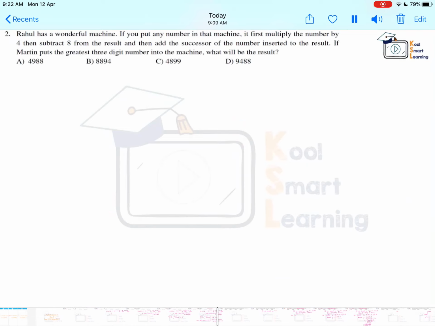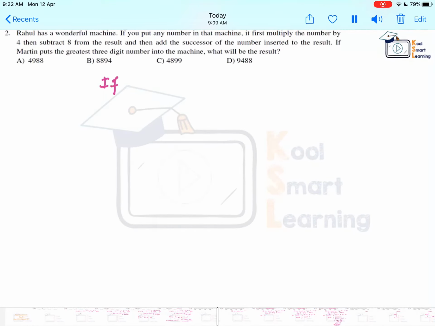Now moving to the next question. Rahul has a wonderful machine. If we put any number in that machine, it first multiplies the number by 4 and then subtracts 8 from the result. Then it adds the successor of the number inserted to the result. Now if Martin puts the greatest 3-digit number into the machine, what will be the result? Now before starting to calculate, let's first find out what is the output of the machine if we insert number x.